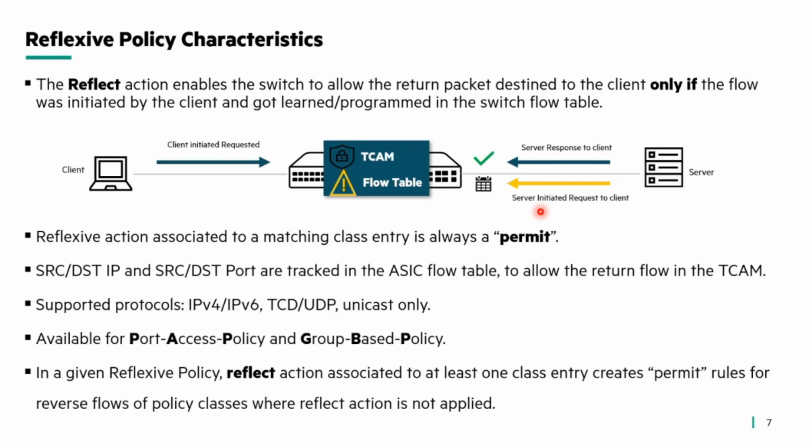The other point to be noted here is the feature design. A secure policy can contain multiple classes. So even if only one of them is reflexive, the permit rules for the reverse flow of those non-reflexive classes will also be created. You will see these characteristics in detail in the details section.